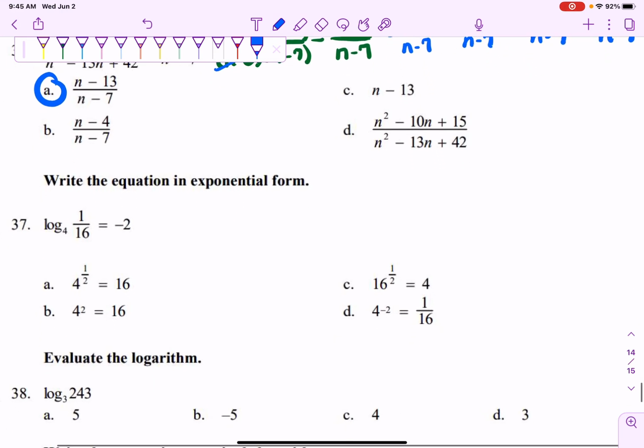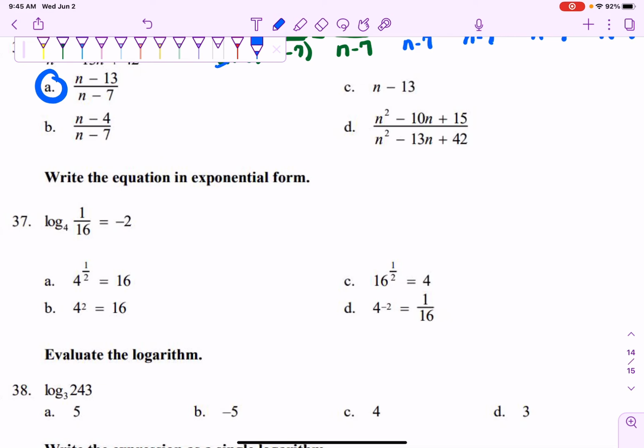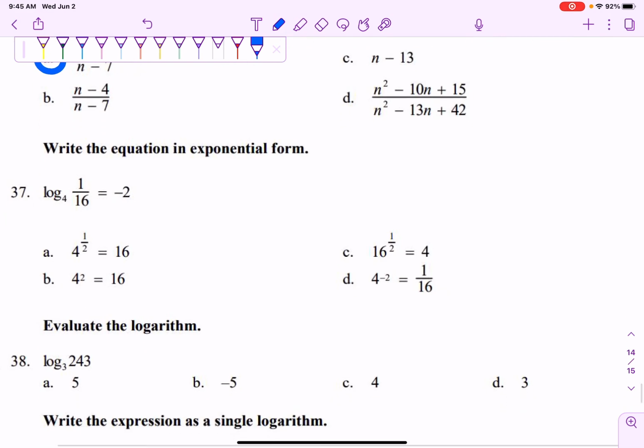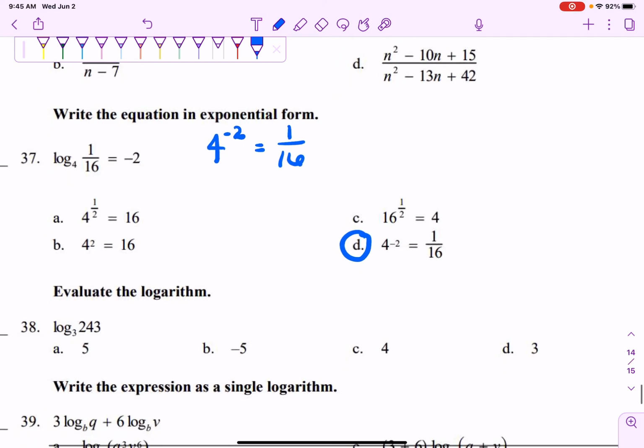Okay. Now, the next part, we're going to start to get things into exponential form. So with logs, remember to do exponential form, this is your base. This is going to be 4. That becomes your exponent. And after the equals goes this part. So on this one, that's going to match D. Okay, not much work for that, just moving stuff around. So that'll be one of the few that that's kind of true for.